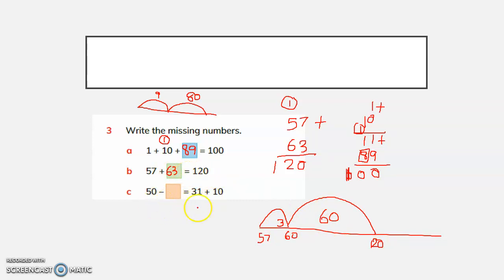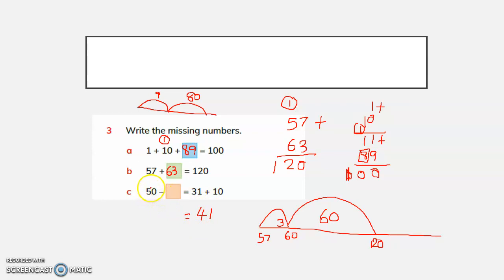Now the next one is 31 plus 10. What is 31 plus 10? It is 41. You have to subtract a number from 15 so that you get 41. We know that we cannot subtract 9 from 0.